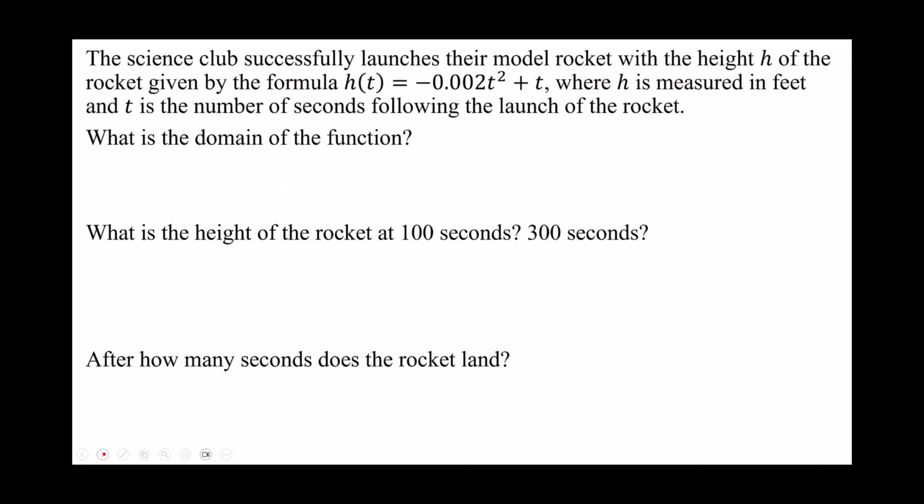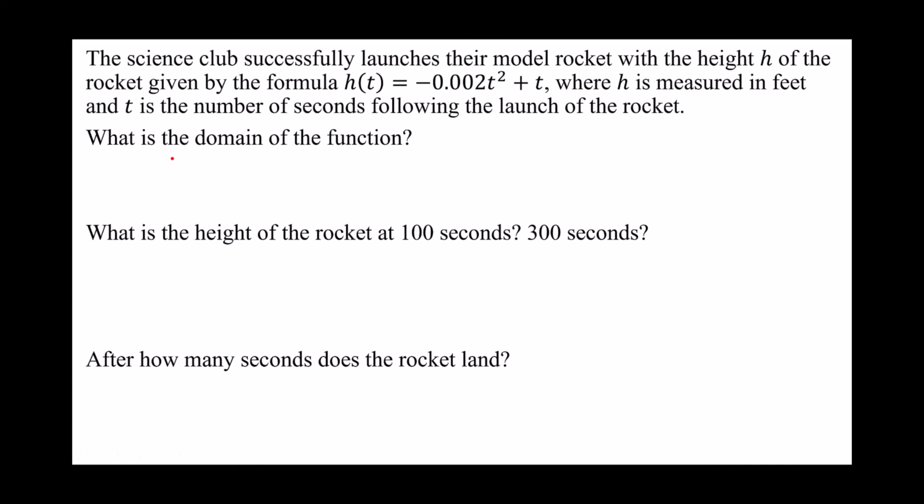For this example, the Science Club successfully launches their model rocket with the height h of the rocket given by this formula, h of t equals negative 0.002 t squared plus t, where h is measured in feet and t is the number of seconds following the launch of the rocket. So what is the domain of this function?